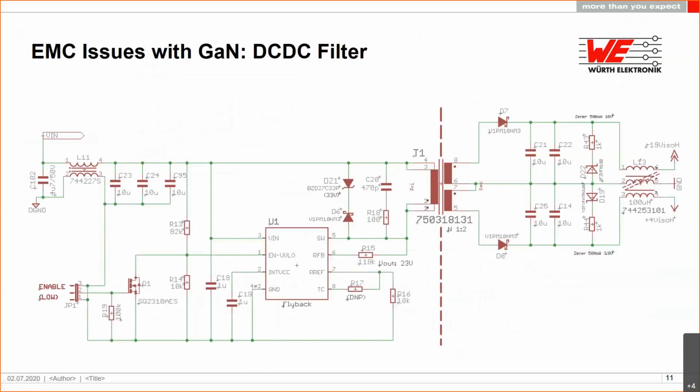Another topic, if you're talking about isolated power supplies in general, but especially with GaN and SiC, is that we need to take a closer look at common mode currents due to the high dV/dt in the systems. So in this flyback design example, we integrate a conventional wideband common mode choke on the input, and on the output a three-phase common mode choke.